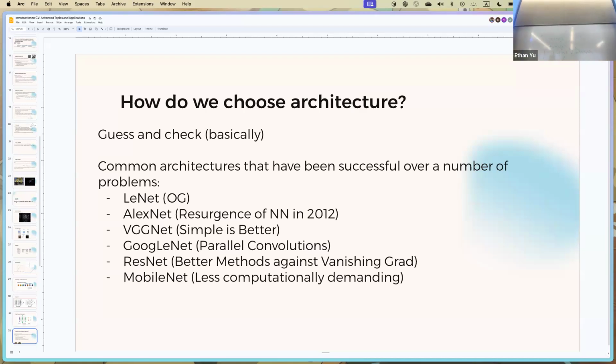And then we also have MobileNet. I think this was developed by Google, and it's much less computationally demanding. I think it can be trained very easily on your phone or something like that. So you guys are going to be working with, I would recommend just going with LeNet and then doing optimizations afterwards. Well, it doesn't really matter.